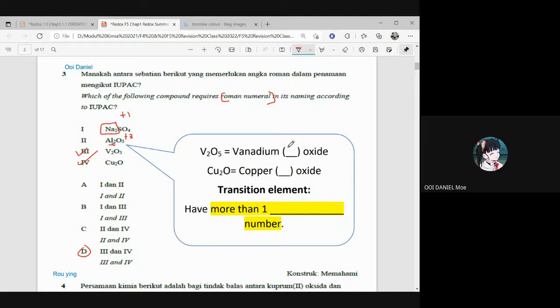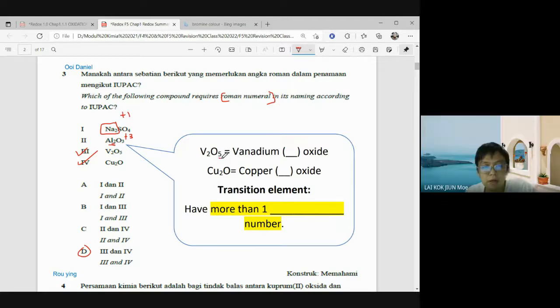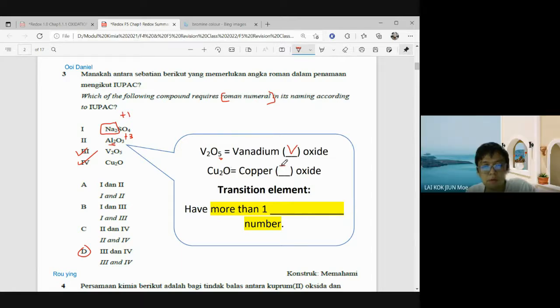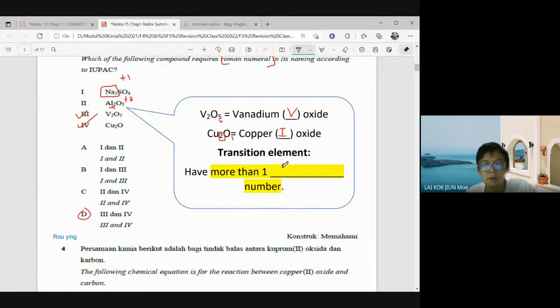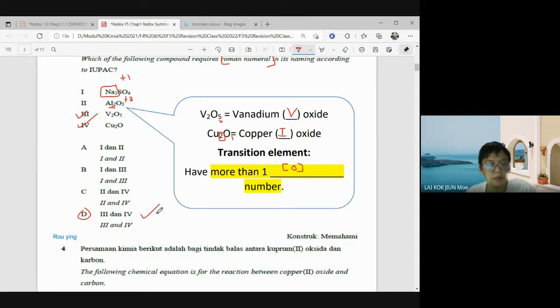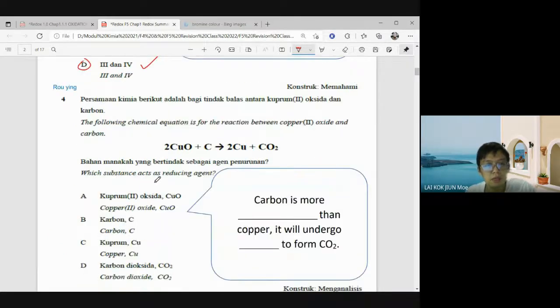The one with the most charges is vanadium. How much? Vanadium 5 oxide. Very good. Because you see 5 here, right? Vanadium 5, you put B. How about copper? Copper plus 1. This one is only plus 1. Okay, how do you know plus 1? Because you see 2 from the oxide, so 1 from the copper. Then you can know it has more than 1 oxidation number. The concept is very strong. Very good, Daniel.